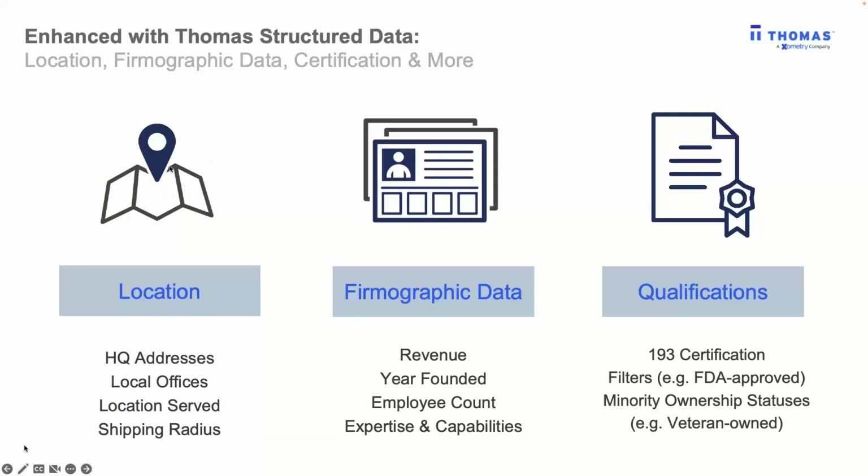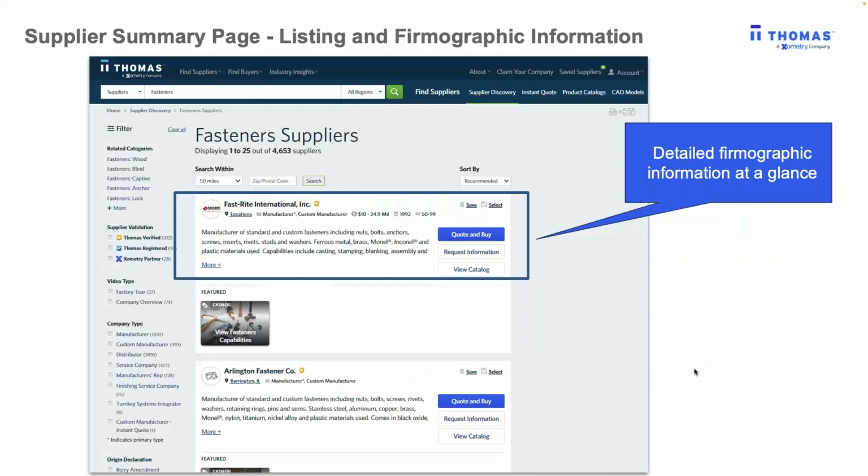So what we already covered is when you look at the search result of Thomas, you will see that we share with you the firmographic information of the company, such as the revenue, the employee count, their expertise and capabilities. We also talk about the certifications really briefly, but I'll delve a little bit deeper into it in a bit. We walked you through the detailed firmographic information in the search results. I'm telling you the third time, but I think there's a lot of information here.